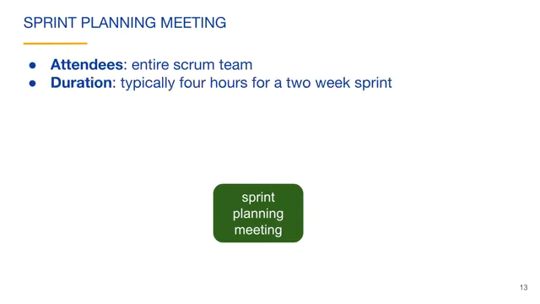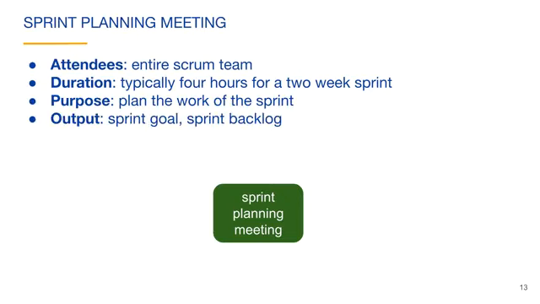The sprint planning meeting is held at the start of a sprint. The entire Scrum team attends the meeting. The duration of the meeting is typically 4 hours for a 2-week sprint. If your sprints are 4 weeks long, you could expect this meeting to be twice as long. The purpose of the meeting is to plan the work of the sprint. The output of the meeting is an agreed-upon sprint goal and a sprint backlog.